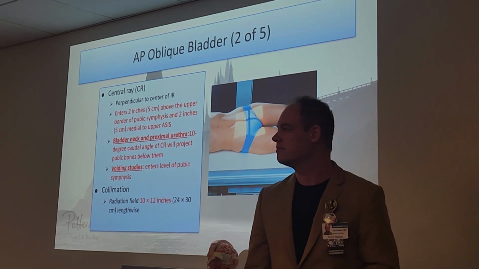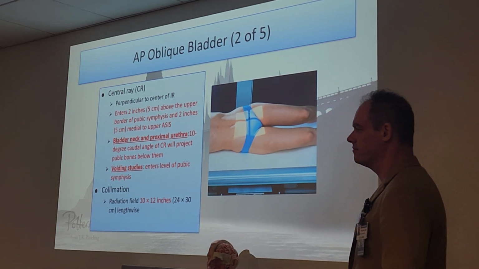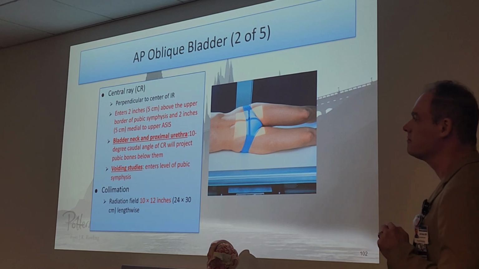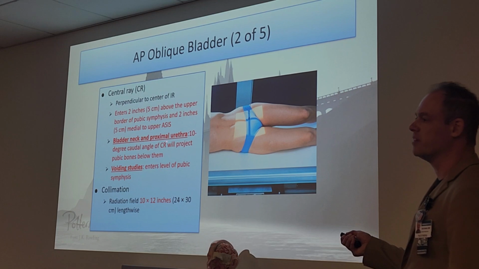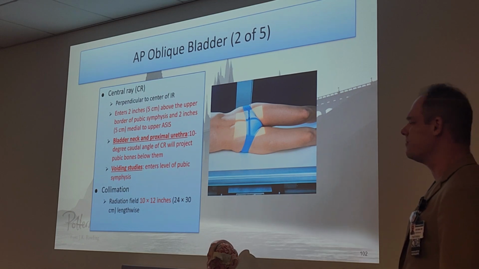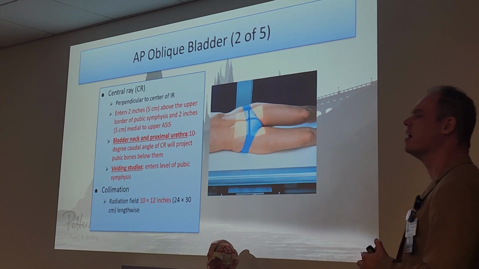So if we're not looking at the bladder neck and proximal urethra, then we're not using the angle? Say again? For this oblique, are we using it or not? Only if we're specifically looking at the bladder neck and proximal urethra are they going to use an angle. That's very uncommon to do so.